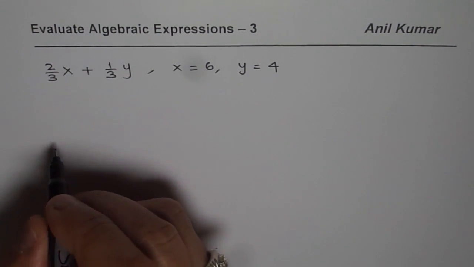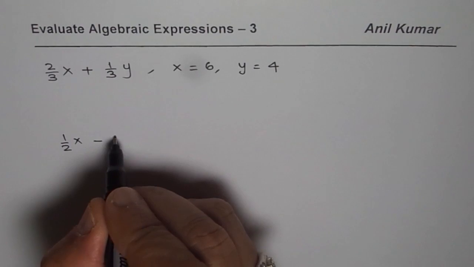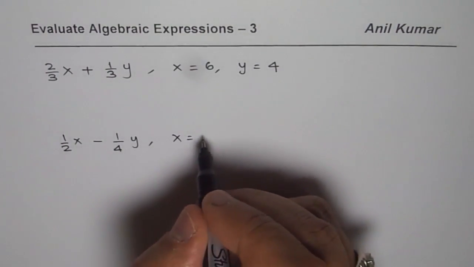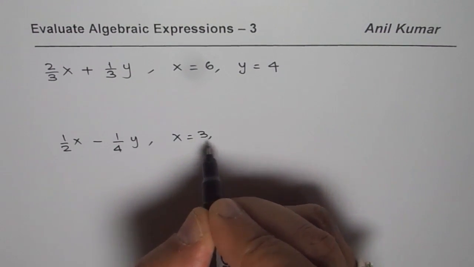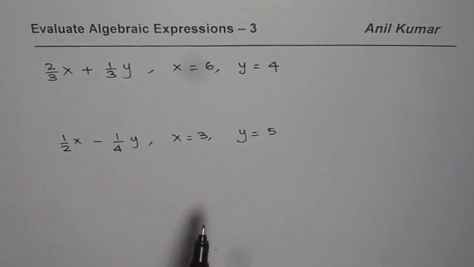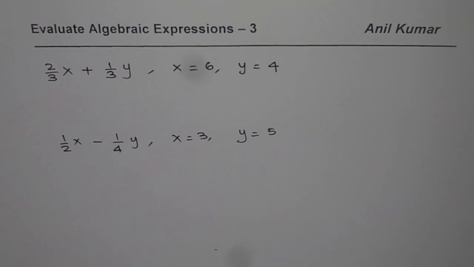And then we have an expression, half of x minus 1/4 of y, where x is equal to, let us say, 3 and y is equal to 5. So that is your question. You need to evaluate these algebraic expressions. Now these have fractions involved, so we'll practice how to evaluate algebraic expressions with fractions. You can pause the video, copy the question, and then solve.